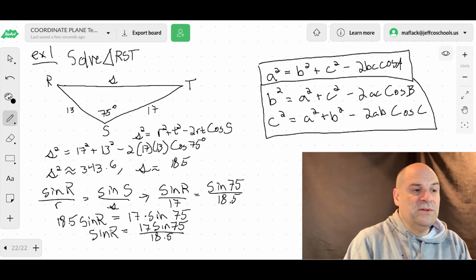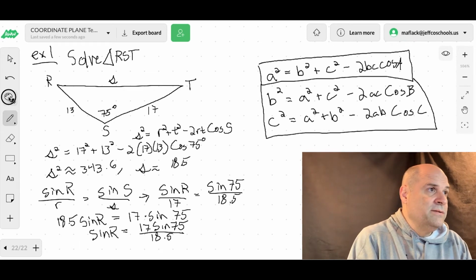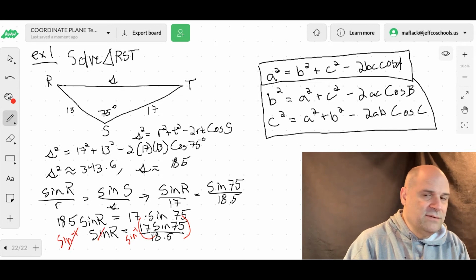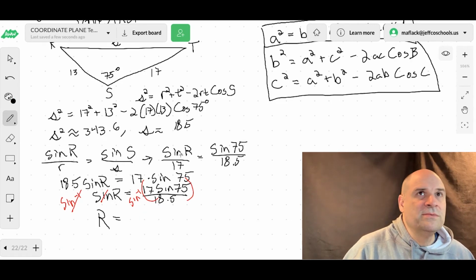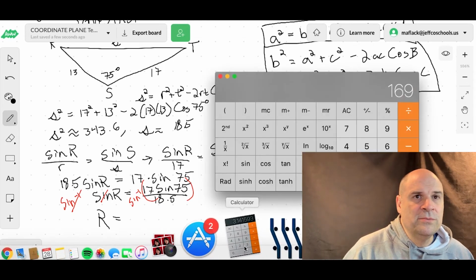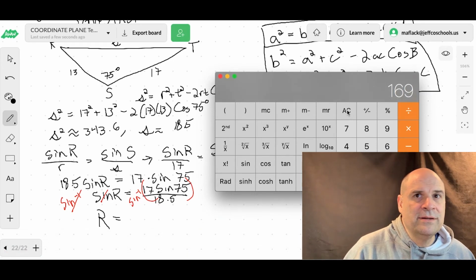Now how do you solve for R? That's when we use our inverse sine function. I'm going to change colors here. We apply inverse sine to both sides, and that cancels the sine function. So we're going to solve for this by typing it into our scientific calculator. I'm just going to use my normal Mac calculator here.